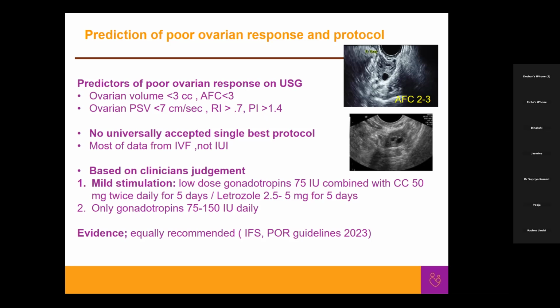Basically, it is a step up protocol, which would be more true for PCO patients. Generally, normal responders give a very good response even with 2.5 mg letrozole, and we don't have to escalate the dose. But once the lead follicle is seen with the letrozole, adding gonadotropin definitely improves the endometrial receptivity. So my choice is to complete letrozole, and then from the very next day you can add gonadotropins.